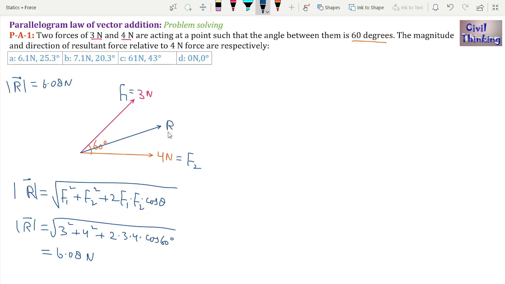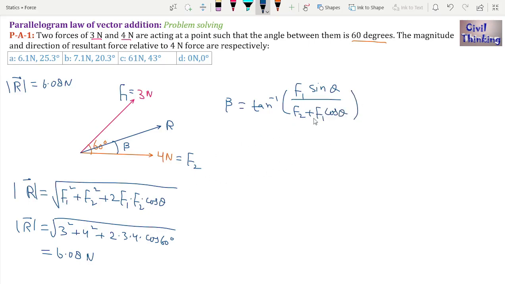This is the resultant force. We have to find the direction of the resultant force relative to the 4 Newton. So we will find the angle between 4 Newton and R. Let us say this is beta. Then again, according to the parallelogram law of addition of vectors, beta is tan inverse of F1 sine theta divided by F2 plus F1 cos theta.